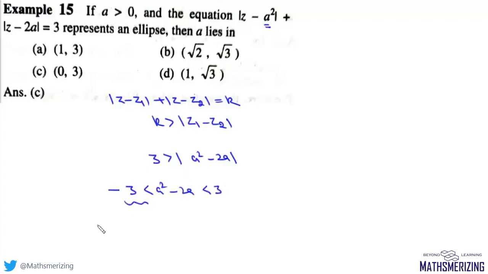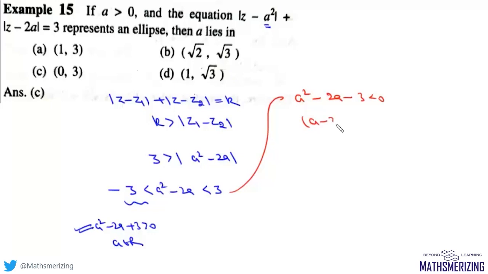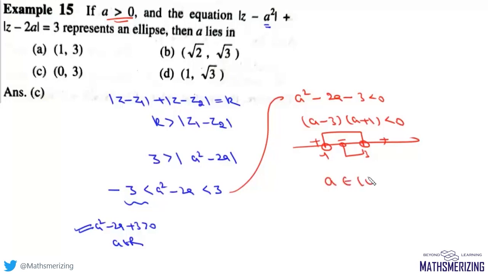Now if we solve this, we can write A square minus 2A plus 3 is greater than 0. Now this is true for all A belongs to R. So this is always true. Now we have to solve the second part, which is A square minus 2A minus 3 is less than 0. So we can write A minus 3, A plus 1 is less than 0. So we'll get minus 1 and 3. So this is plus, minus and plus. So the value of A must lie between minus 1 and 3. But it is given that A is greater than 0. So the value of A must lie between 0 and 3. And that's your option C.